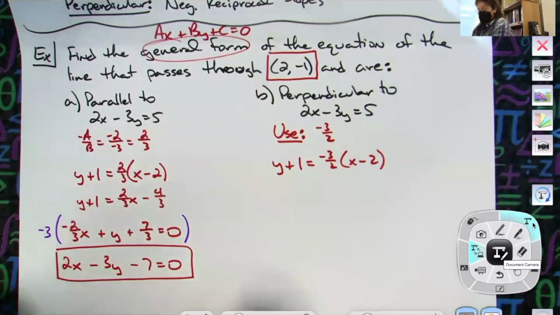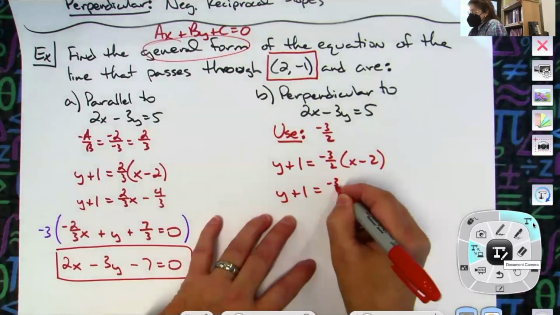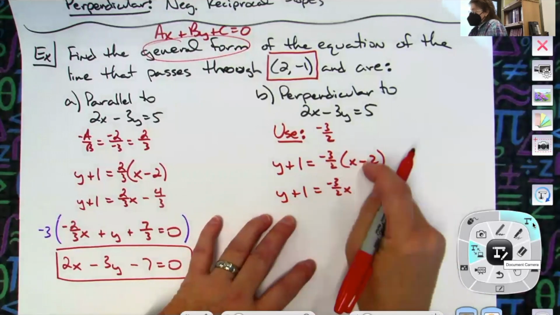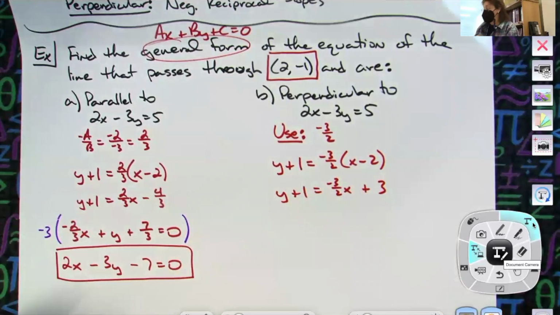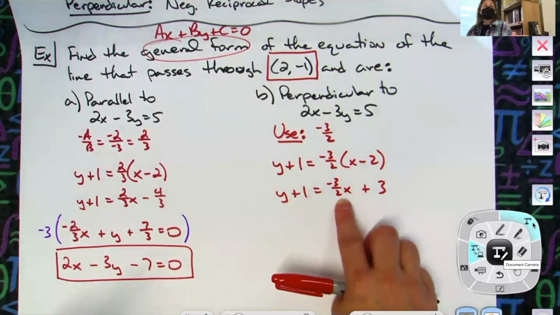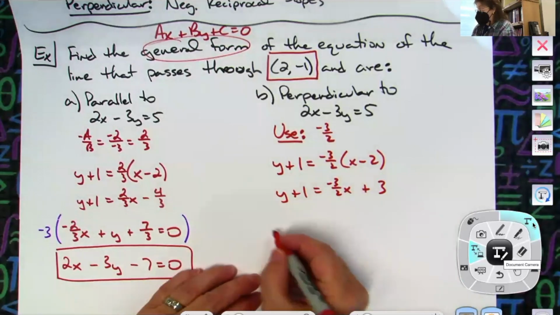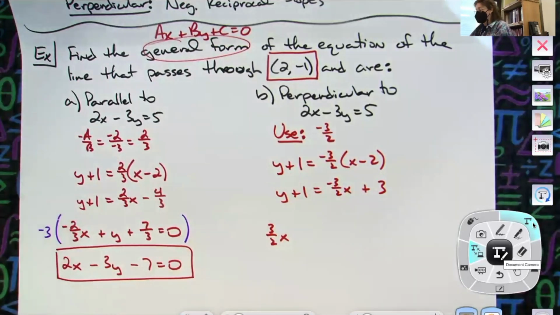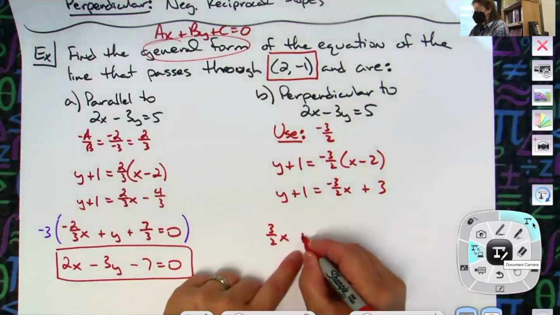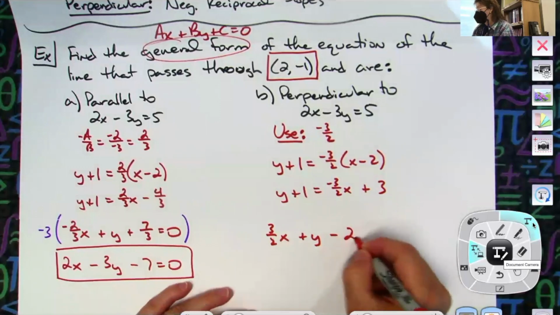Okay, so I'm going to go ahead and distribute. y plus 1 equals -3/2 x, and then negative times negative is going to be a positive. 2's will cross out, so a +3. Don't let me make a mistake. Again, I'm going to move everything to the left. So I'm going to move this guy to the left. He'll become positive. And I'm going to subtract 3 from both sides. So I will have a 3/2 x. And I'm going to go ahead and choose to put that in front so that it's in the right order for my general form. The y is just going to stay there. I'm going to subtract 3 from both sides. That'll give me a -2.